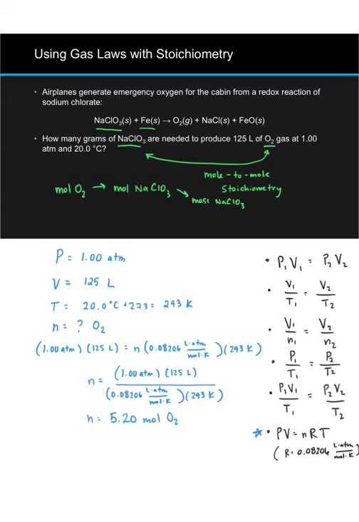To do this, we're going to need a molar mass of NaClO3 to go from moles of it into a mass of it. Sodium has 1 atom, chlorine 1, and oxygen 3 atoms in this chemical formula. In total, 106.44 grams per mole.